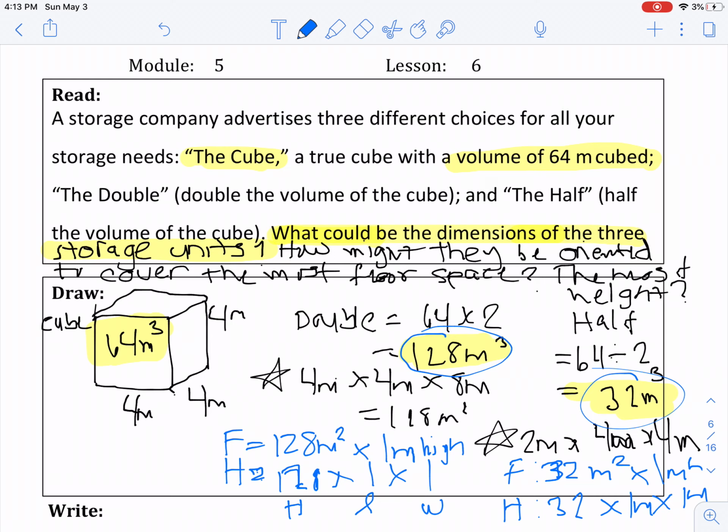A lot that just went into this one application problem, but think about using those tap blocks.